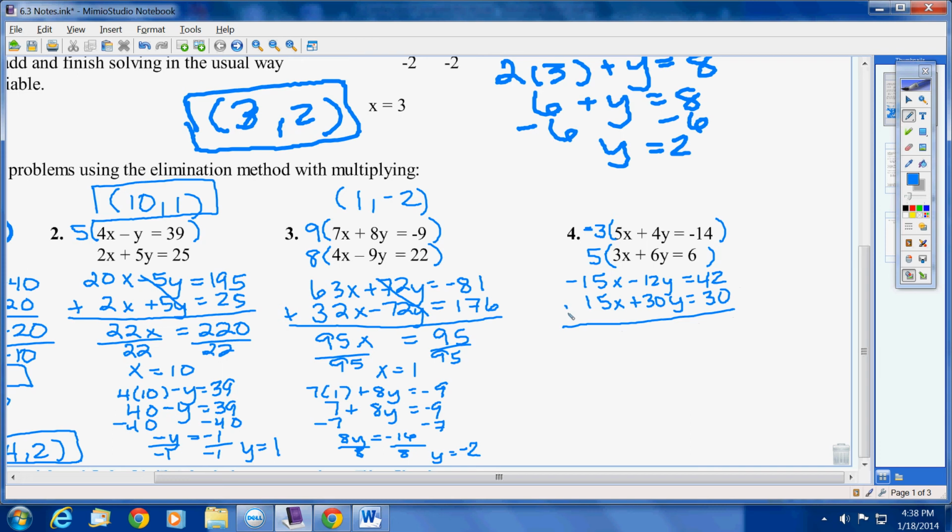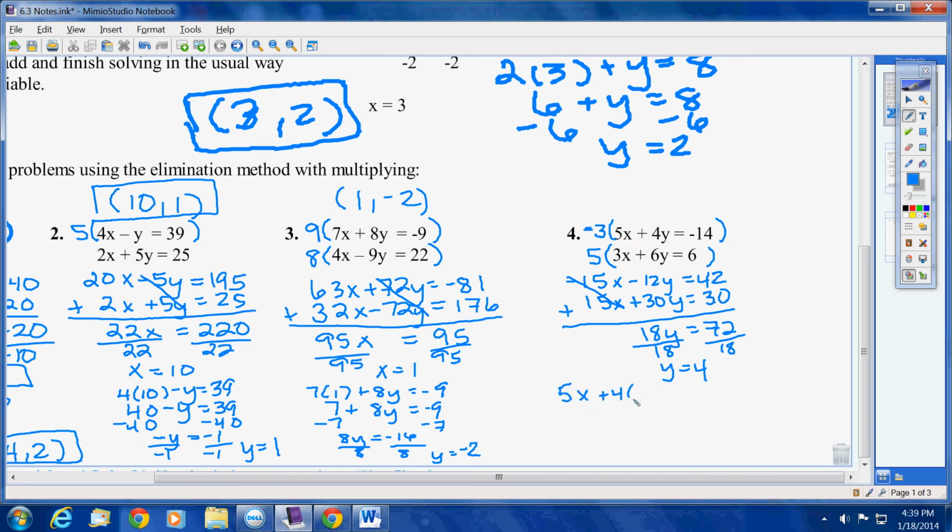Now I'm ready to add my equations because I know my x's are going to cancel out. That leaves me 18y equals 72. I'm going to divide by 18, and y is going to equal 4. So my y-coordinate of my solution is 4. And I'm going to move on to find x, and I'm just going to go back to that first original equation.